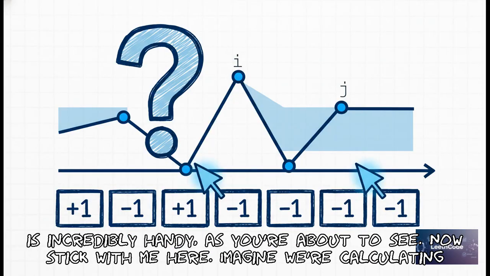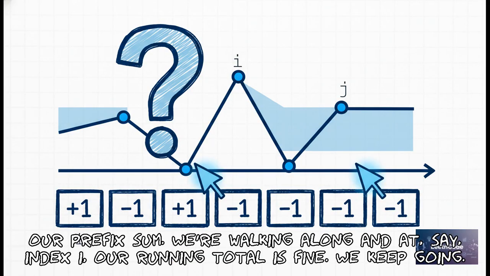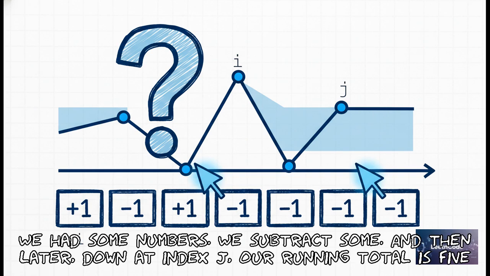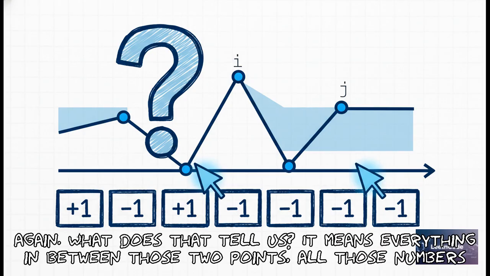Now stick with me here. Imagine we're calculating our prefix sum. We're walking along, and at, say, index I, our running total is 5. We keep going, we add some numbers, we subtract some, and then later, down at index J, our running total is 5 again. What does that tell us?